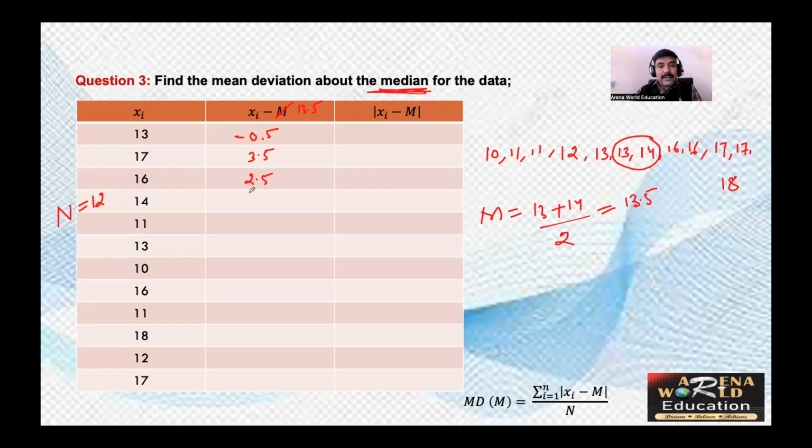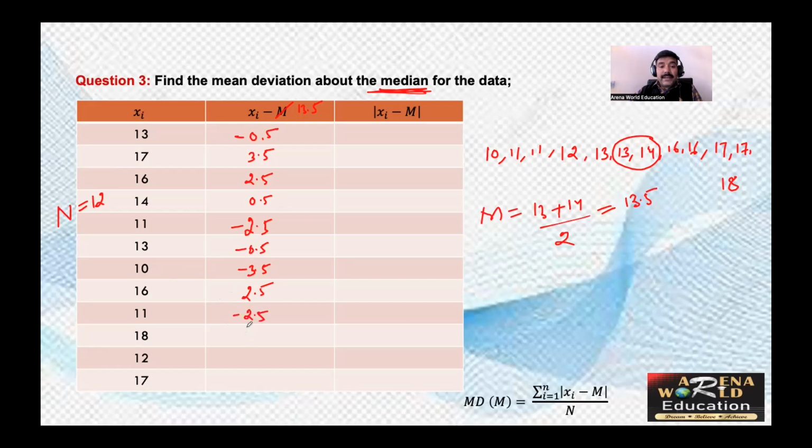14 minus 13.5, it will be 0.5. 11 minus 13.5, it will be minus 2.5. Then 13 minus 13.5, it will be minus 0.5. 10 minus 13.5, yes, it will be minus 3.5. 16 minus 13.5, yes, it will be 2.5. 11 minus 13.5, yes, it is again minus 2.5.